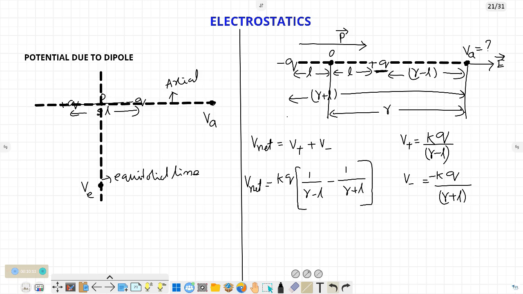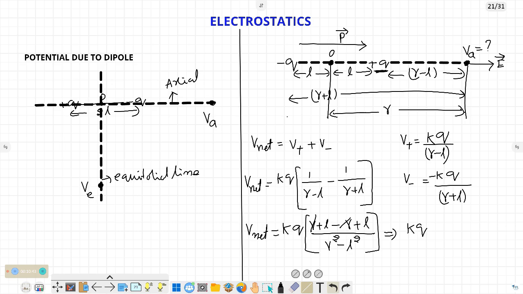If you take an LCM and calculate, V net is equal to k into q into, taking the LCM, r minus L into r plus L in the denominator. The numerator is r plus L minus r plus L. By the (a plus b) into (a minus b) formula, I directly convert the denominator as r square minus L square. Here the plus r and minus r get cancelled. So this equation I can write as k into q into L plus L, that becomes 2L, by r square minus L square.